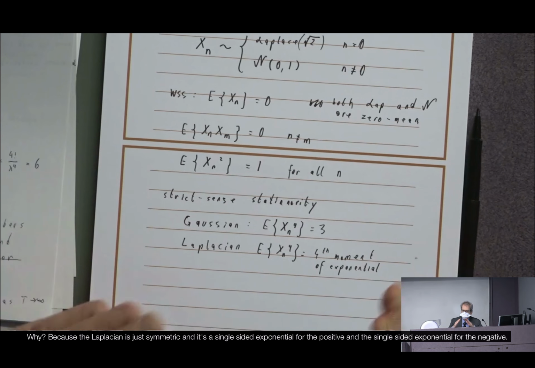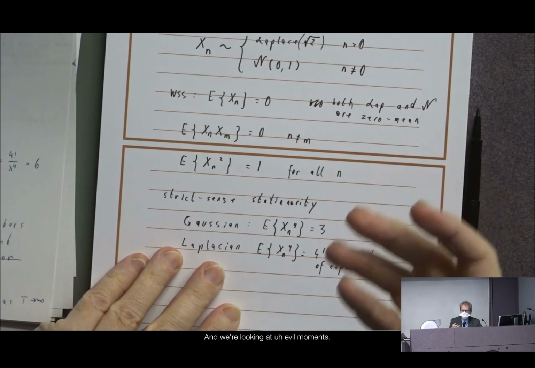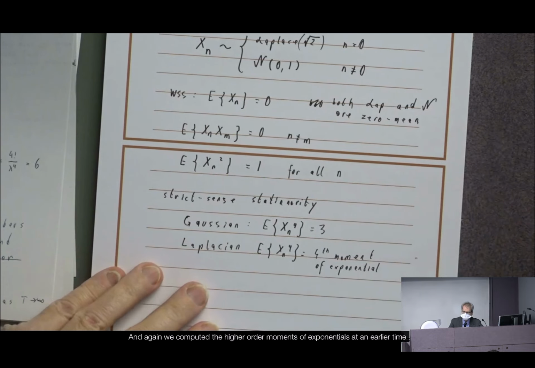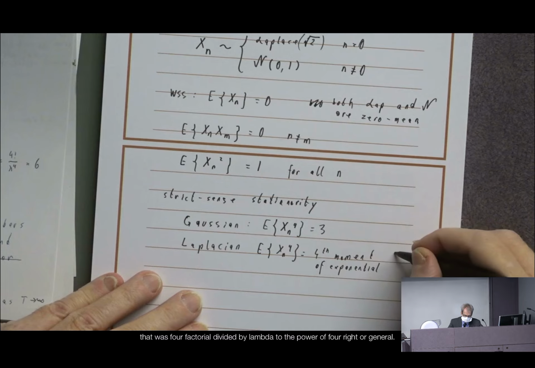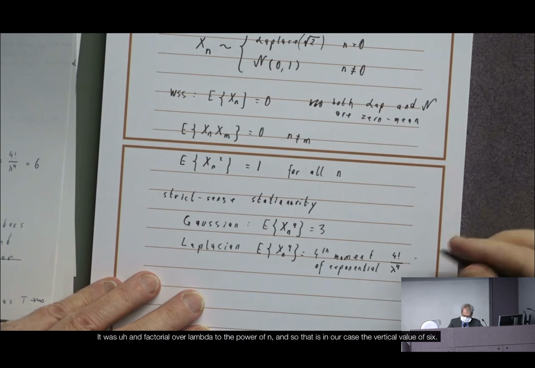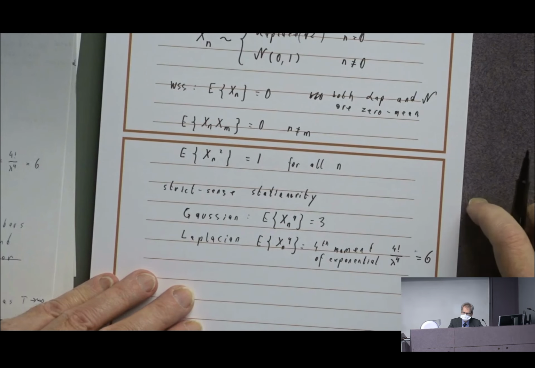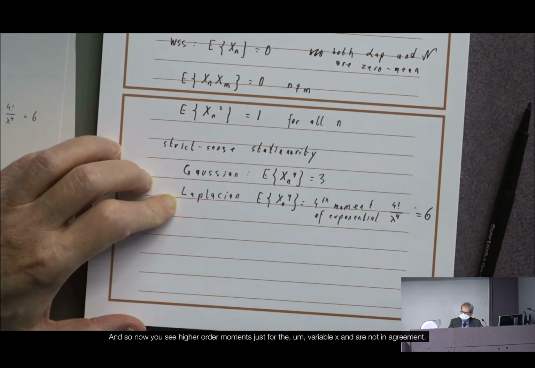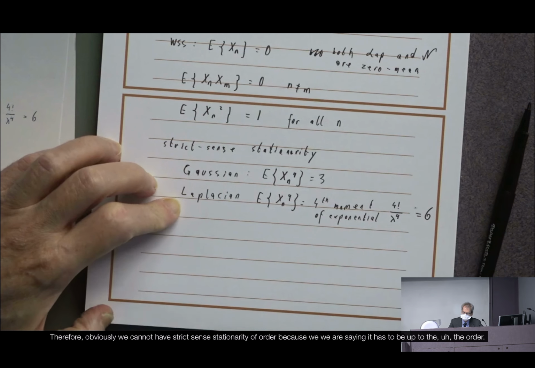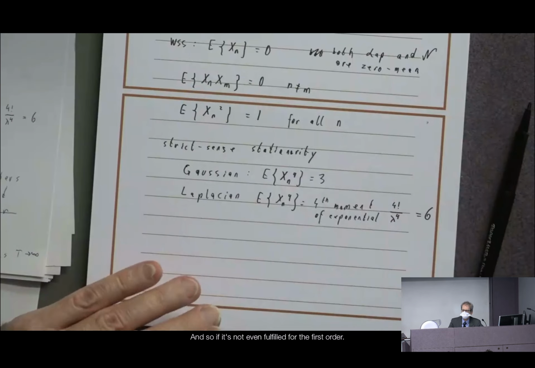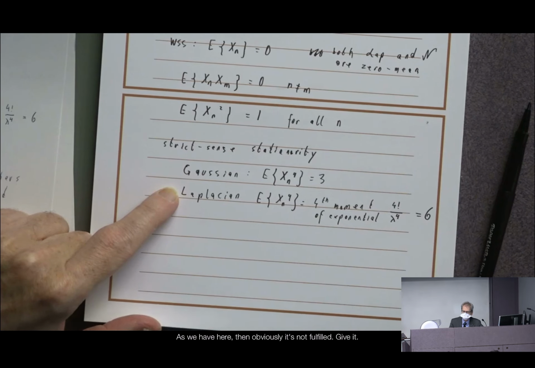Why? Because the Laplacian is symmetric, and it's a single-sided exponential for the positive n and a single-sided exponential for the negative n. We're looking at even moments, so we can just ask what the moment of one part of it is. So for the positive value, what's the fourth moment of an exponential? Again, we computed the higher order moments of exponentials at an earlier time. That was 4 factorial divided by lambda to the power 4, or generally n factorial over lambda to the power of n. In our case, that is a numerical value of 6. So you see that higher order moments just for the variable xn are not in agreement. Therefore, obviously, we cannot have strict sense stationarity of order n, because it has to hold up to the nth order. If it's not even fulfilled for the first order, as we have here, then obviously it's not fulfilled, period.